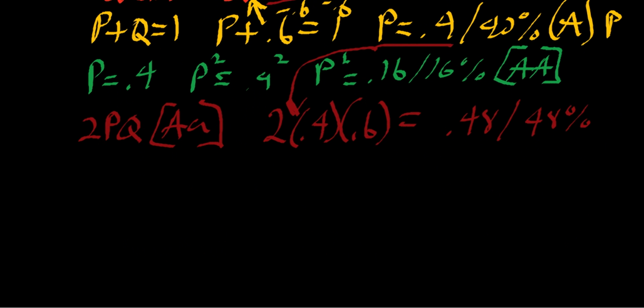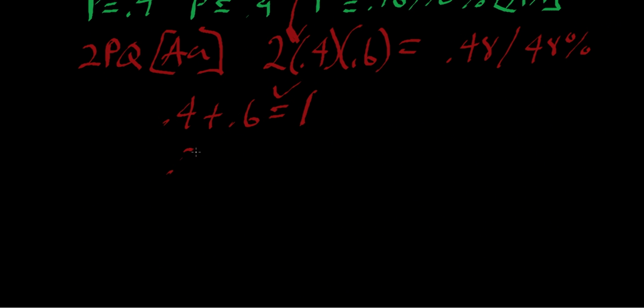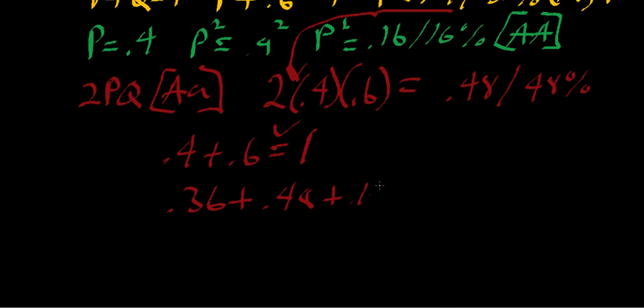So there's a way you can check to make sure. Your p plus q, so we'll take our 0.4 plus our 0.6, and it should equal 1, and it does, so that works. And take your other one, say 0.36 plus 0.48 plus 0.16 should equal 1, and it does. And that's a way to double check yourself. So all of these are correct.